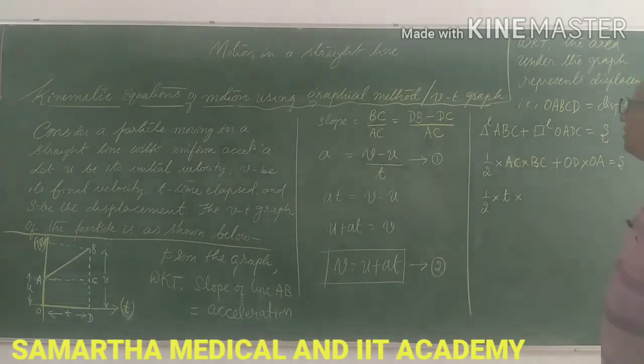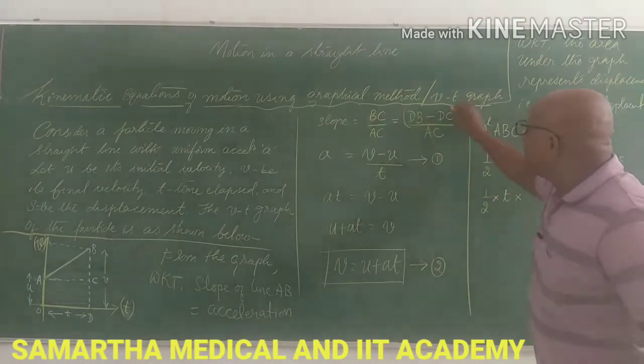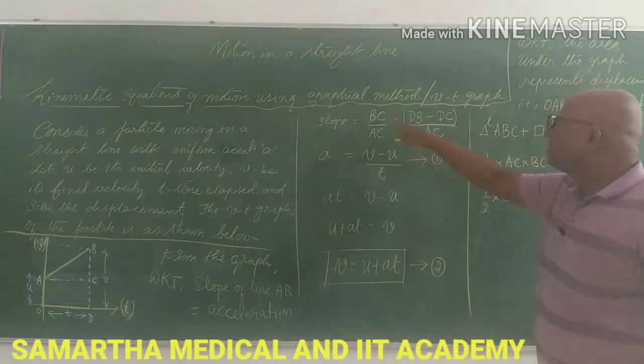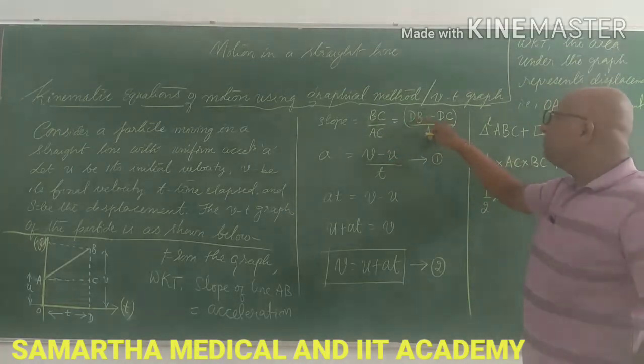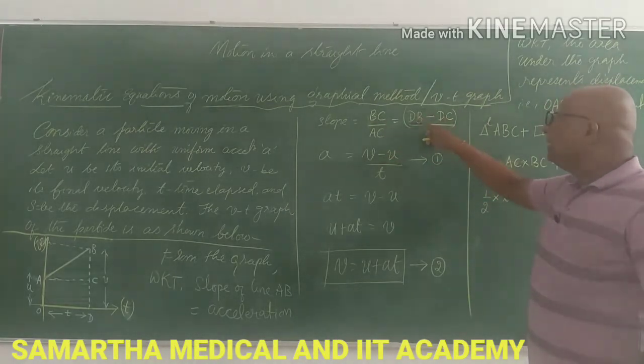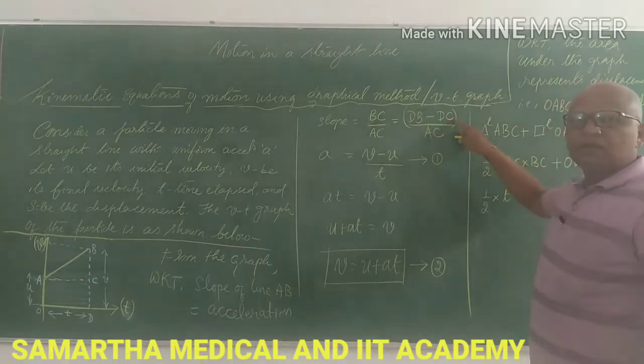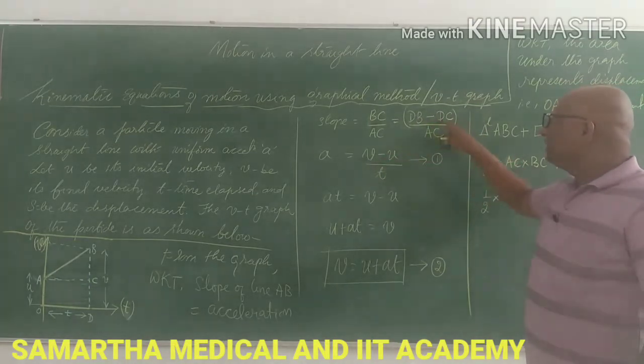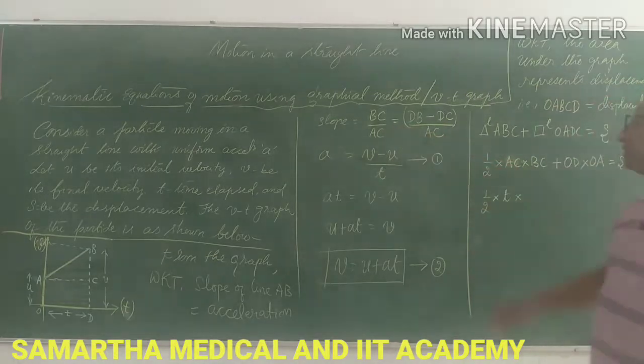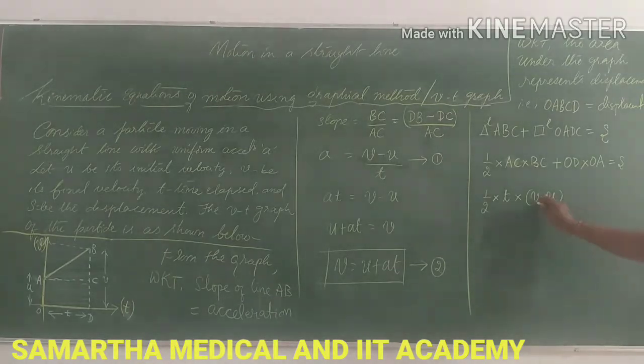Now BC, what is BC here? In the place of BC, shall I directly write V minus U, because in the place of BC we have written DB minus DC, right? DB minus DC. DB is V, DC is U. That's why in the place of BC I can write directly V minus U.